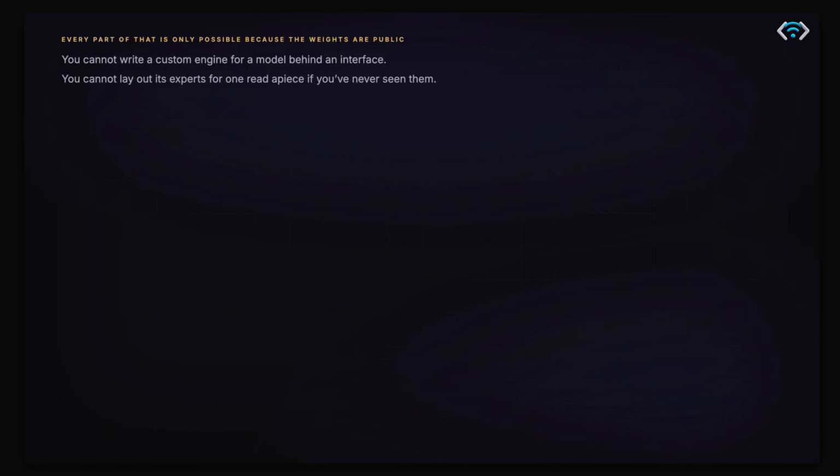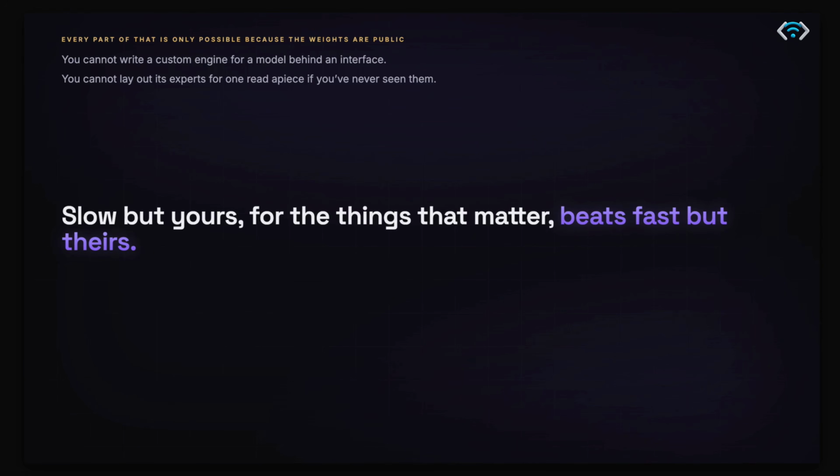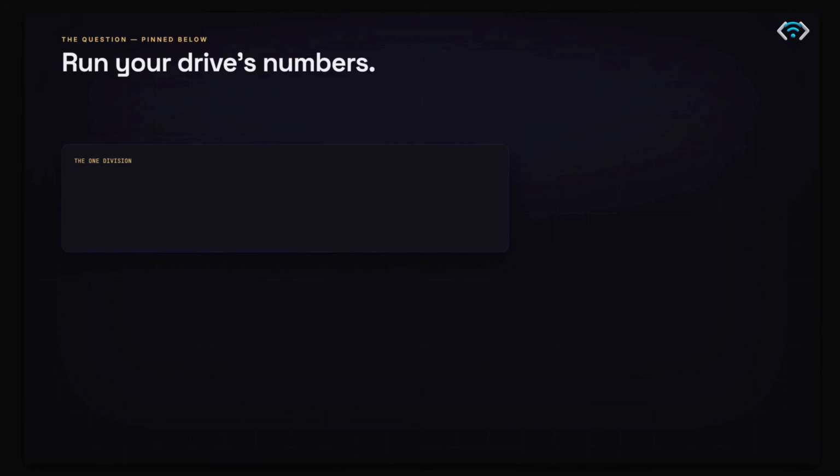You cannot write a custom engine for a model behind an interface. You cannot lay out its experts for one read apiece if you've never seen them. Permission to look inside is what turns impossible into slow but yours, and slow but yours for the things that matter beats fast but theirs. So here's my question, and I'll pin it below.